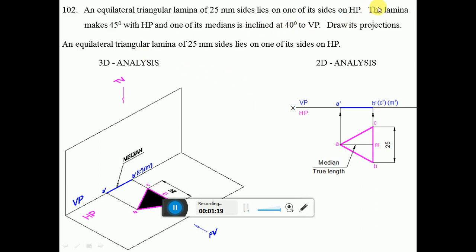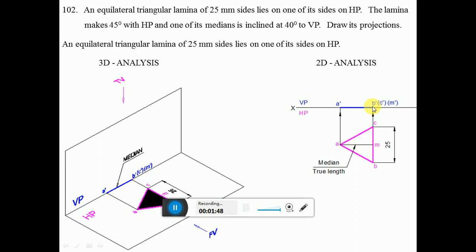The lamina makes 45 degrees with HP. That will be the second position. In the initial position, all the sides are resting on HP, so obviously all the sides are parallel to HP. So I am getting the true shape in HP when you look from the top view. Here also you can see in the 2D that the edge which is resting on HP has to be perpendicular to VP, so I am getting a point in the front view.